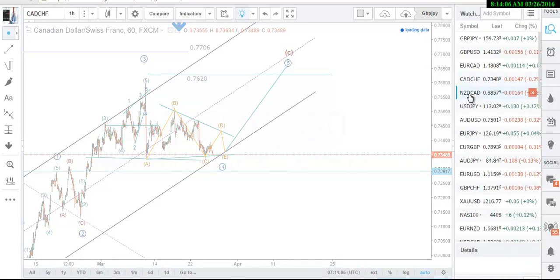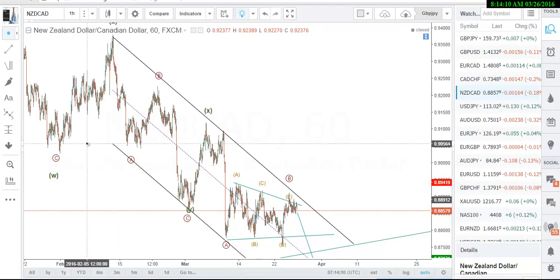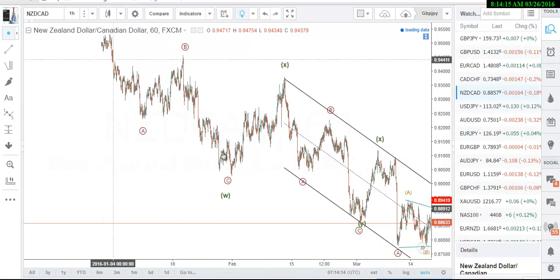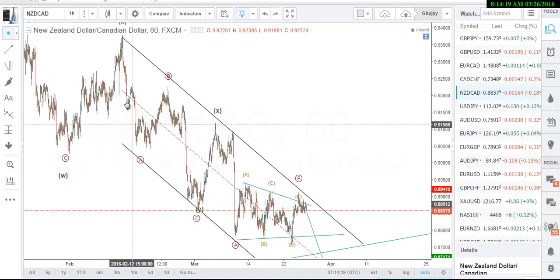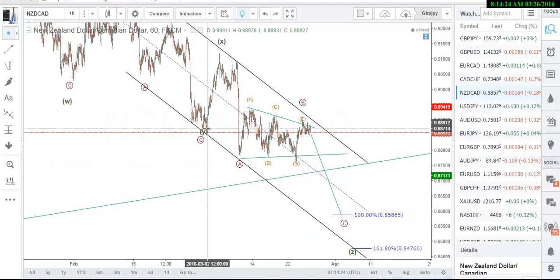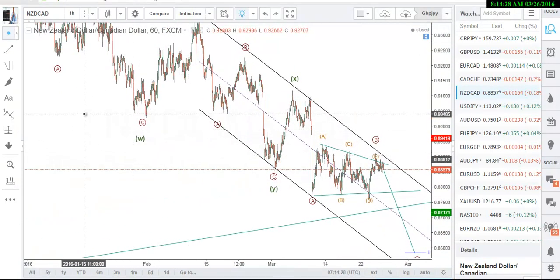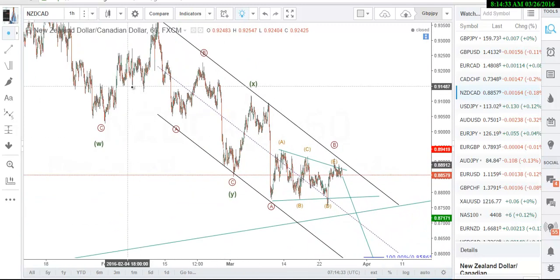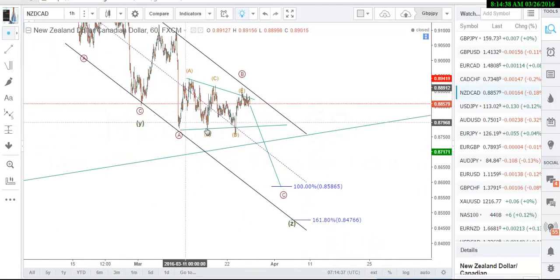Likewise, New Zealand Canadian dollar is also forming what looks like a triangle pattern, and this one is actually expected to be a double zigzag. This is the first leg of the zigzag, the second leg, the third leg. So this is the third leg. It's actually a triple zigzag, because the first leg of the zigzag is there, the retracement WX, the second leg, the second zigzag retracement. So we're expecting the third zigzag.